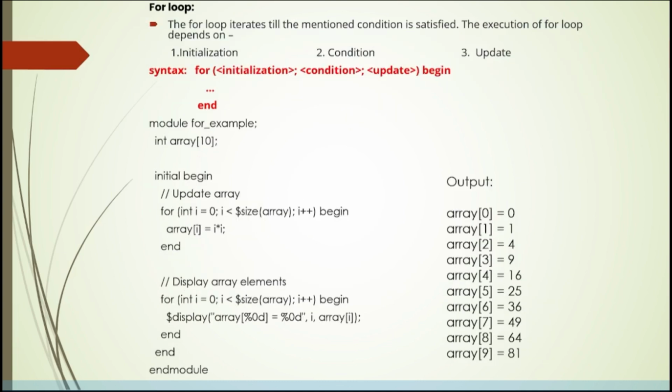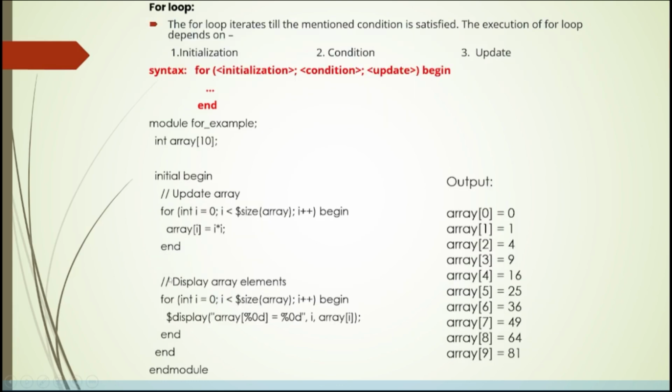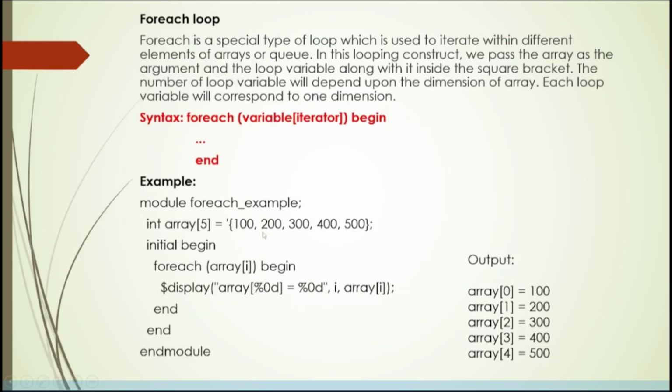If you want to iterate the values within an array, it is a really hectic process when you use a for loop, because in a for loop you need to write the initialization, condition, update, all things, and again you need to write the condition. So this is all such a hectic process. In order to avoid it, foreach was introduced in SystemVerilog, where you can avoid all these lines by using a single line, which is foreach of array of i.